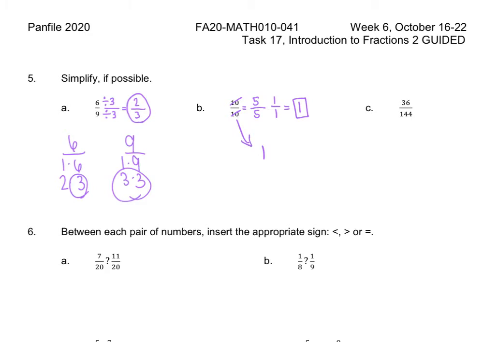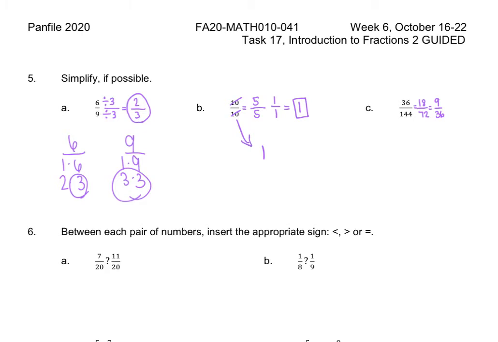So I'll show you in letter C, there's 2 ways to go about it. If you see that they're both even numbers, you can cut them in half. Kind of like what we did with the prime numbers, the prime factorization, the factor trees. So if I just start cutting these in half because I know that they're even, I get 18 over 72. They're both even, so I do it again. I get 9 over 36.